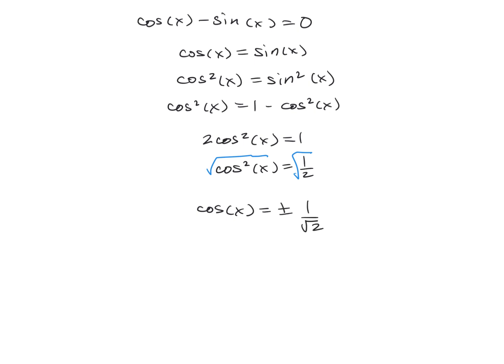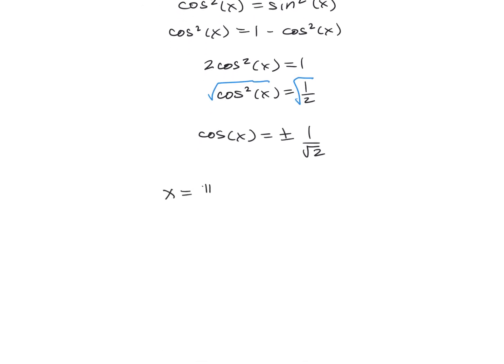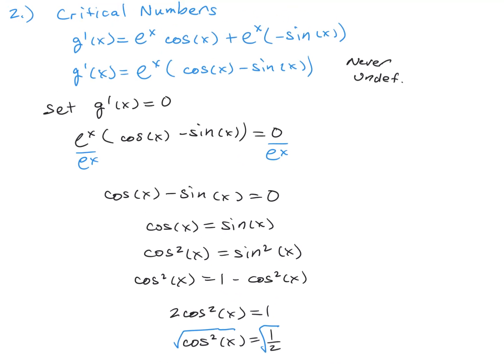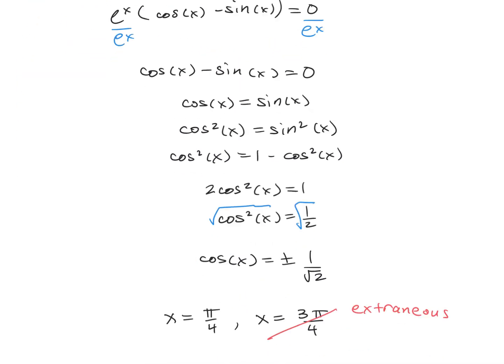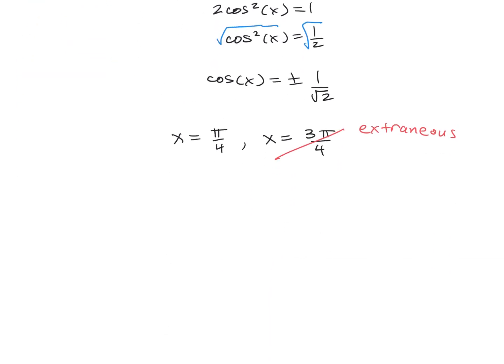And we know that on the interval from 0 to pi, it's going to happen at two places. It's going to happen when x is equal to pi over 4, and x is equal to 3 pi over 4. The problem is the cosine of 3 pi over 4 is actually negative, and the sine is positive. So that is an extraneous solution that occurred from squaring. So that is extraneous. And keep in mind, again, our interval is just from 0 to pi. So we don't need to look at solutions in the third or the fourth quadrant for this. So we just have one number to check.